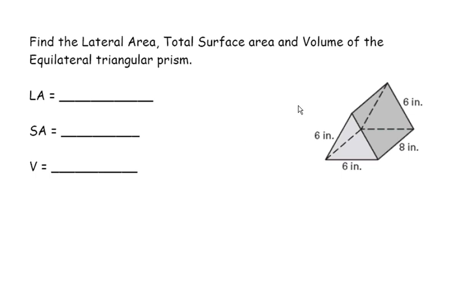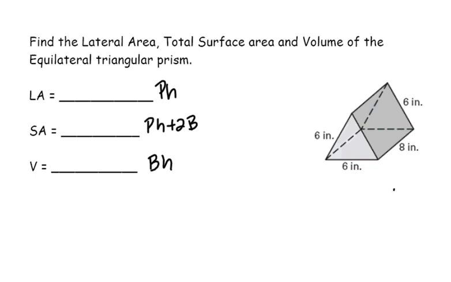All right. We have an equilateral triangular prism. And we have to find the lateral area, which is perimeter times height, the surface area, which is perimeter times height plus 2B, and the volume, which is big B times H. So you can see if you write it down every single time, you're going to have it memorized by the time you're done working some problems.